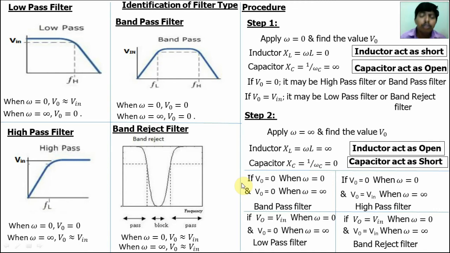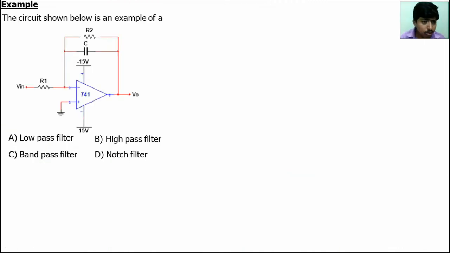Now we will solve a problem. This is a GATE examination problem. We have to identify the given circuit, whether it is a low pass, high pass, band pass or notch filter. So use the procedure. Step 1, apply omega is equal to 0 and find V0 value.